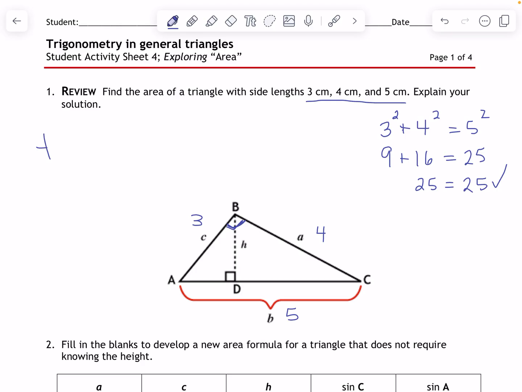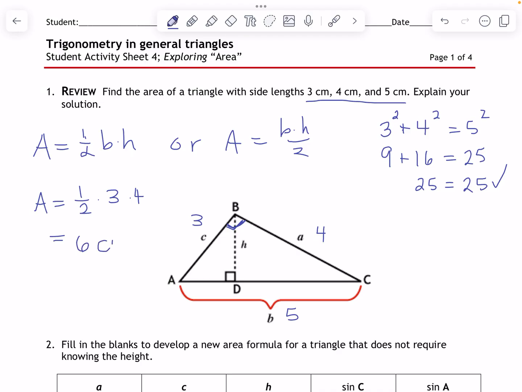Back in elementary school, or back in middle school, you learned that the area of a triangle is equal to 1/2 base times height, or area is equal to base times height divided by 2. They mean the same thing. So to calculate the area of this triangle, I'm going to take 1/2 times 3 times 4, which gives me 6, and I'm dealing with square centimeters. Okay, so this is lovely if we have right triangles, but not all of the triangles that we encounter are going to be right triangles.